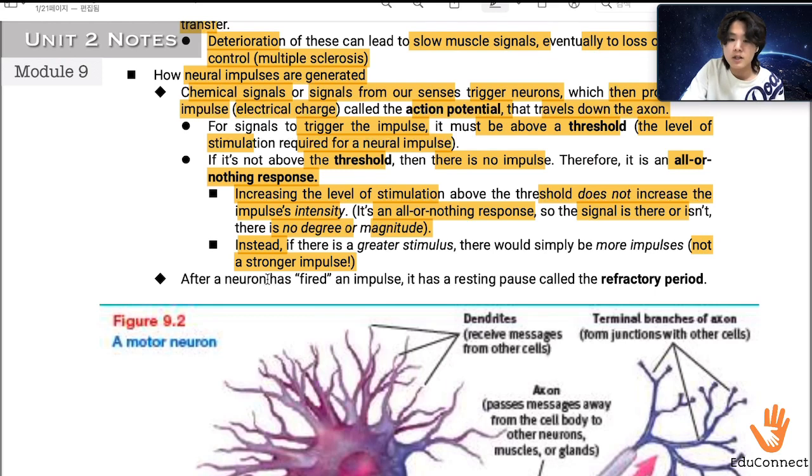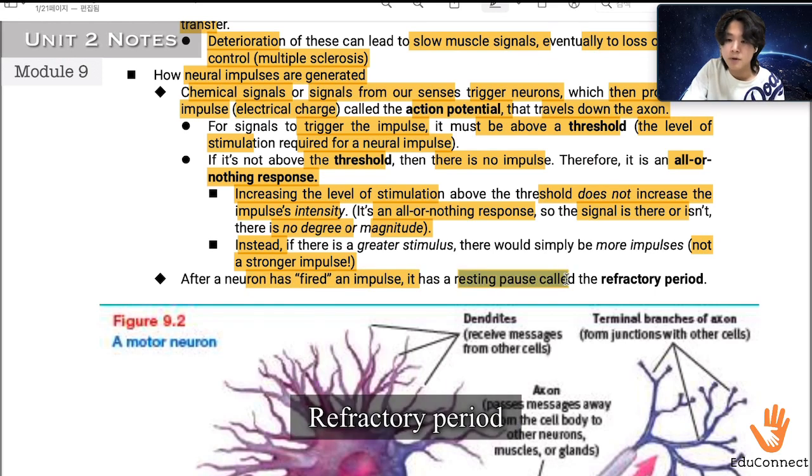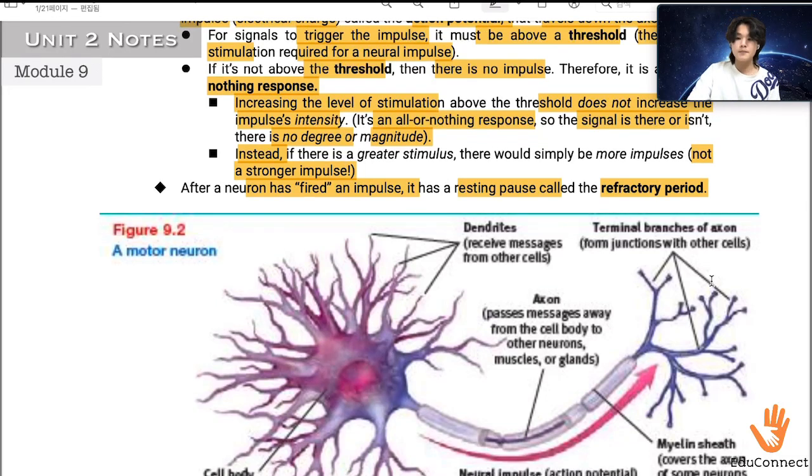After a neuron has fired an impulse, it has a resting pause called the refractory period. Commonly, this function is compared to when you flush a toilet, right? When you flush a toilet once, you cannot flush it right away. You need to wait until the water is filled again within the toilet. It's the same as this thing, right?